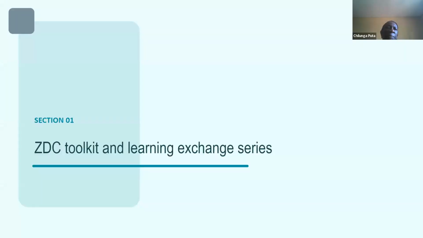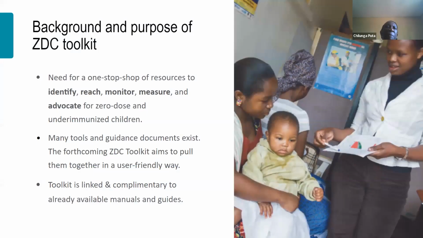The toolkit itself and the learning exchanges. The purpose of the toolkit in the first place is to meet the need for a one-stop shop of resources to identify, reach, monitor, measure, and advocate for zero-dose and under-immunized children. We know that there are many tools and guidance and documents out there, and this toolkit aims to pull them together in a user-friendly way. The toolkit is linked and complementary to already available manuals and guidelines. So it is not being developed in a vacuum. It's linked to what already exists on the ground.